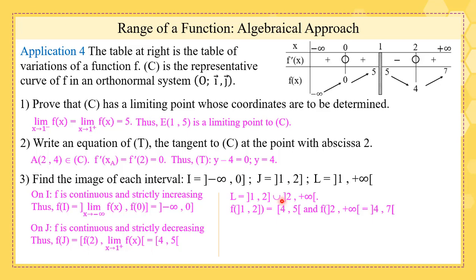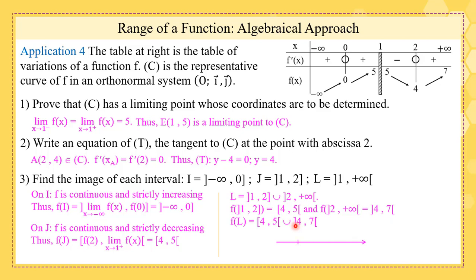Let's see how. f of [1, 2], this is [1, 2]. Its image would be the interval (4, 5]. This is semi-open, this is also semi-open, but the boundaries change because the function is decreasing, strictly decreasing. And f of (2, plus infinity), this is (2, plus infinity), its image would be (4, 7), open interval. Then we need their union.